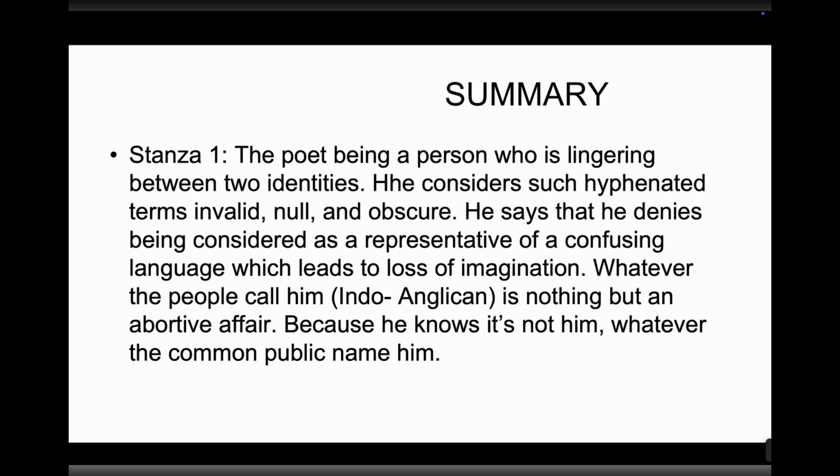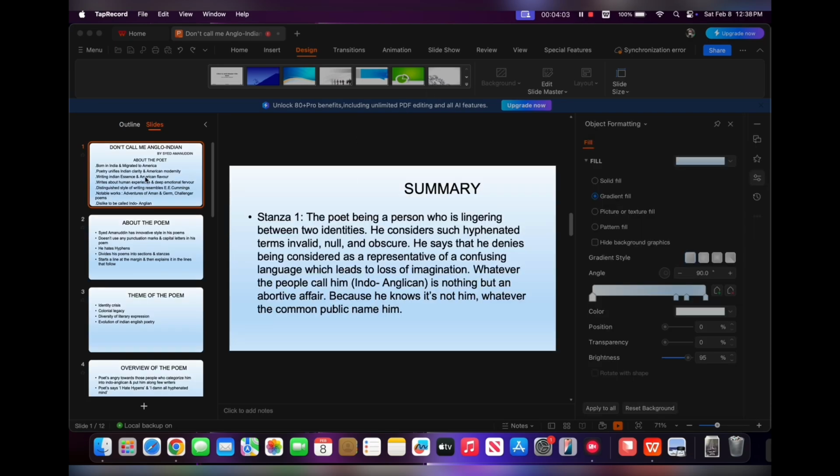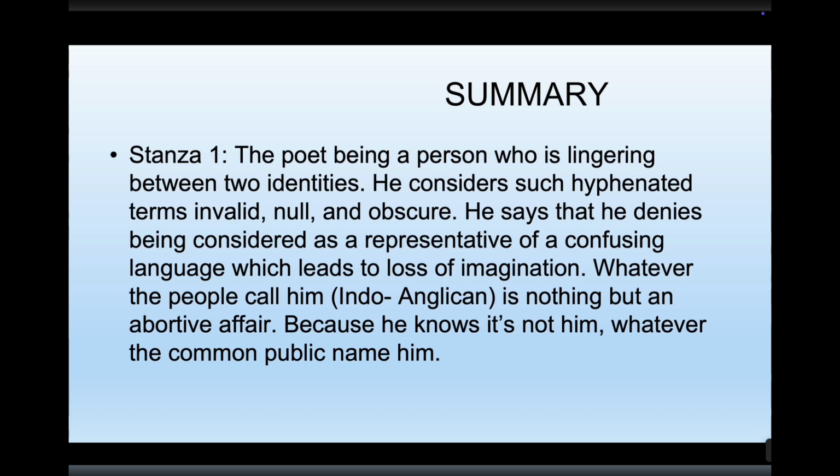Stanza 1. The poet, being a person who is lingering between two identities, considers such hyphenated terms invalid, null, and obscure. He denies being considered a representative of a confusing language which leads to loss of imagination. Whatever the people call him, Indo-Anglican, is nothing but an abortive affair, because he knows it's not him, whatever the common public names him.